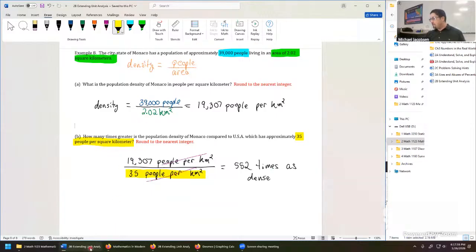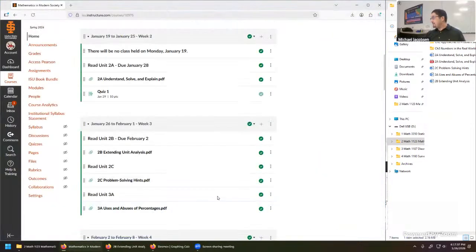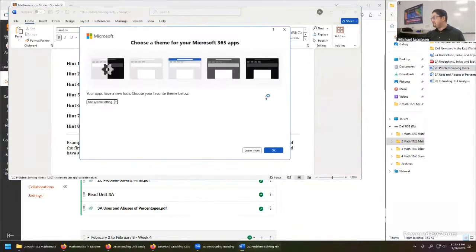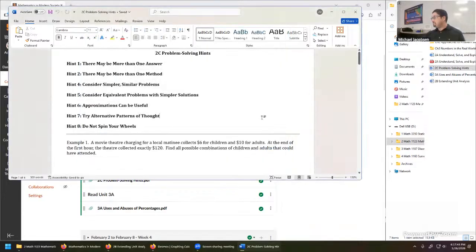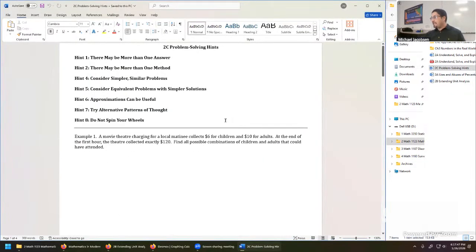First, let me make sure to close this. And let's open up that next unit. So here's Unit 2C finally. Again, it's kind of a vague unit. It's not easy to tell what the topic is going to be all about until you read through the whole thing in full, do some of the problems.